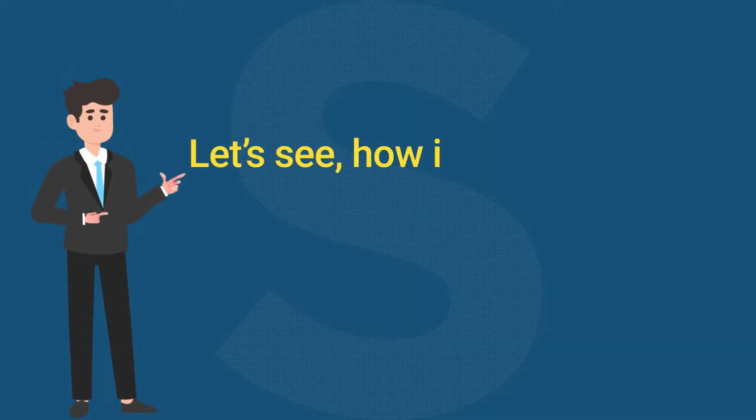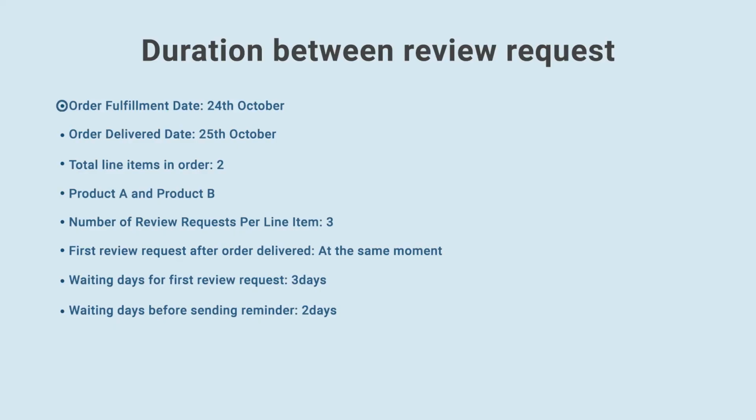Let's see how it works. Order fulfillment date: 24th October. Order delivered date: 25th October. Total line items in order: 2, Product A and Product B. Number of review requests per line item: 3.